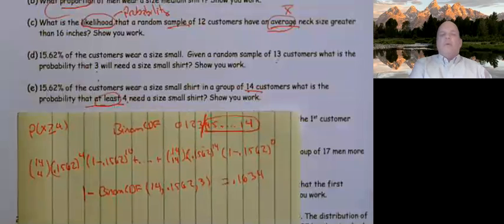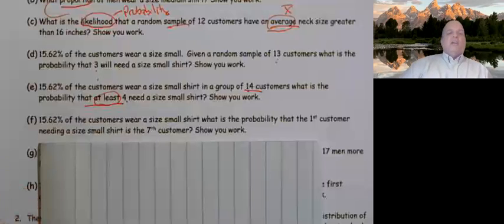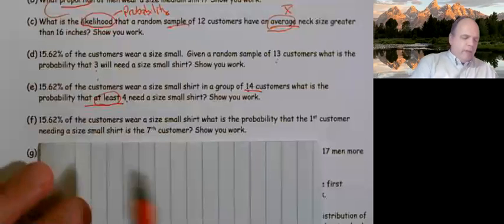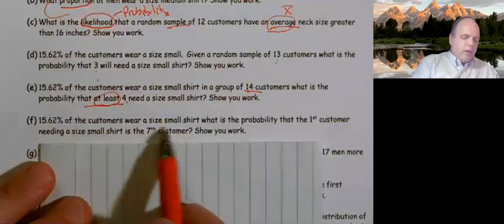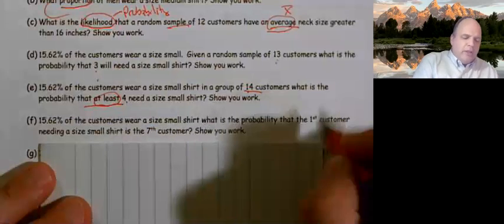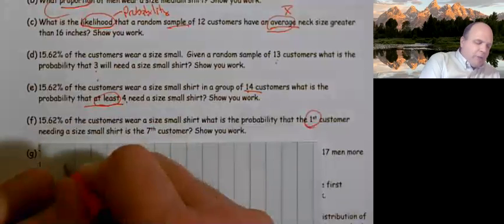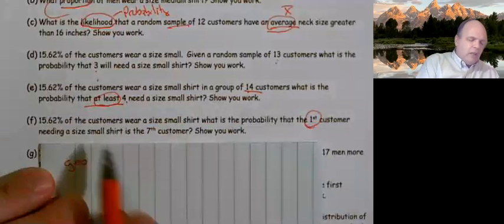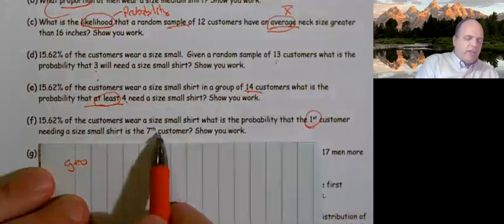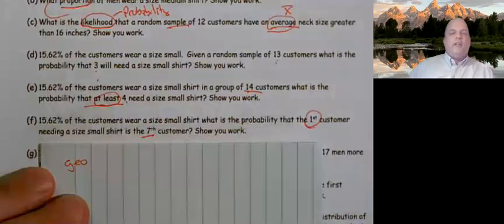That's at least 4 out of 14. Okay, 15.62% of the customers wear a size small shirt. What's the probability that the first, oh, I love that word, it tells me probably a geo, needing a size small is the 7th customer. It's specifically the 7th customer.